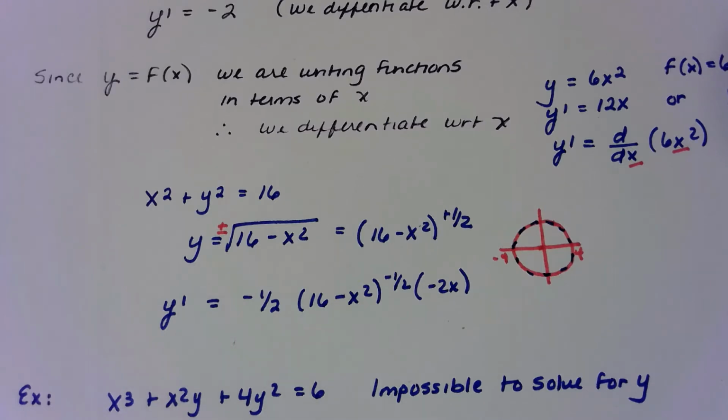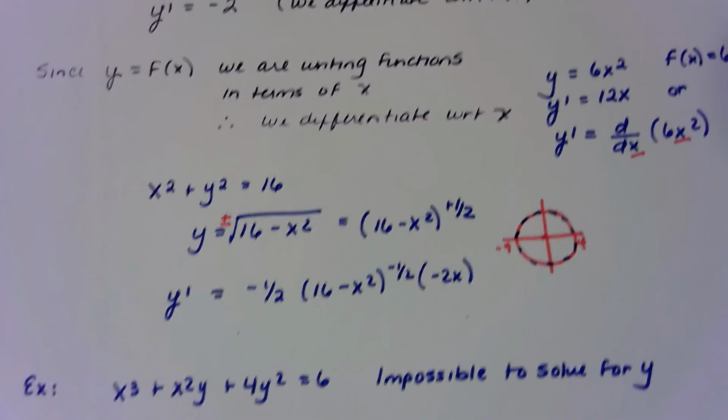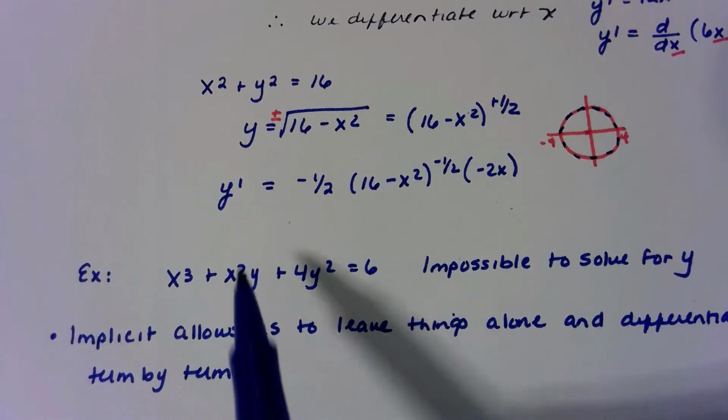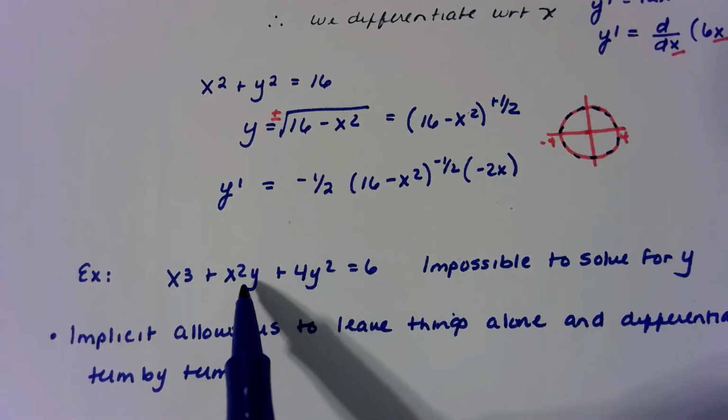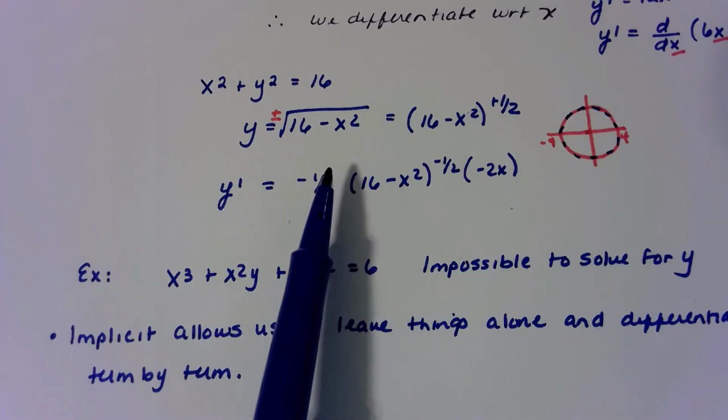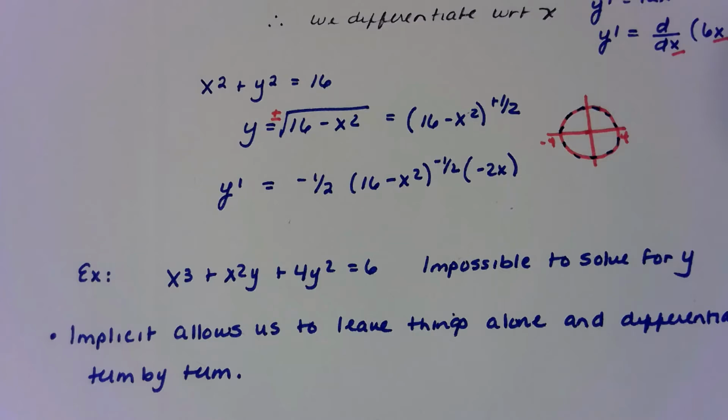But there are many functions that you're not even going to be able to solve for y. For example, this one here. That's impossible to solve for y. You can get the y's on one side and factor out a y, but then you still have a y. If I factored out a y from these two here, then I've got x squared plus 4y. I can't make it one y. So many functions are impossible to solve for y, so you wouldn't be able to do something like I did up here with the circle.